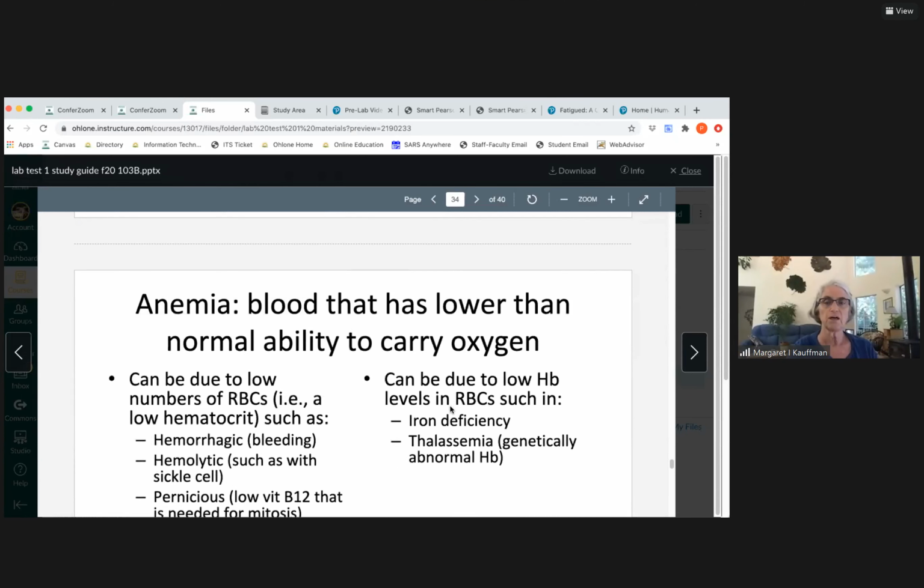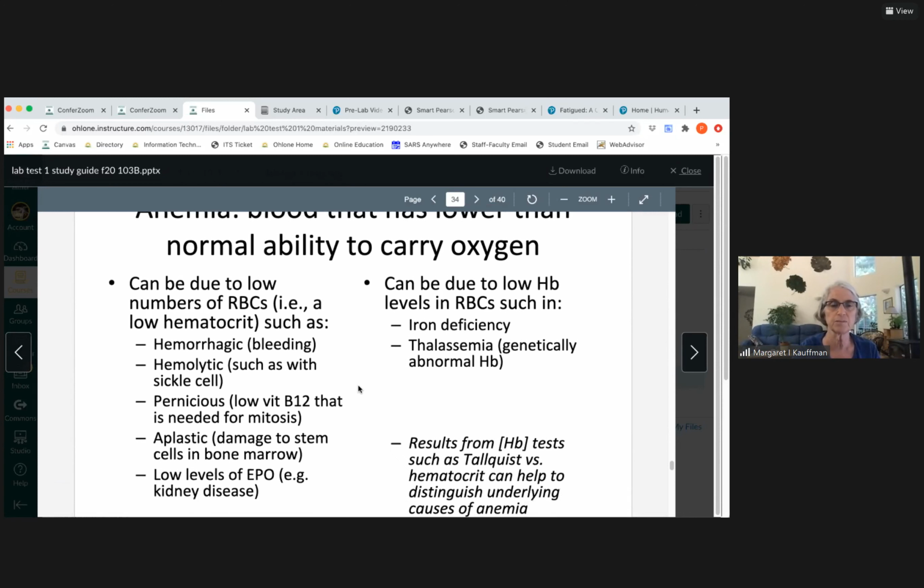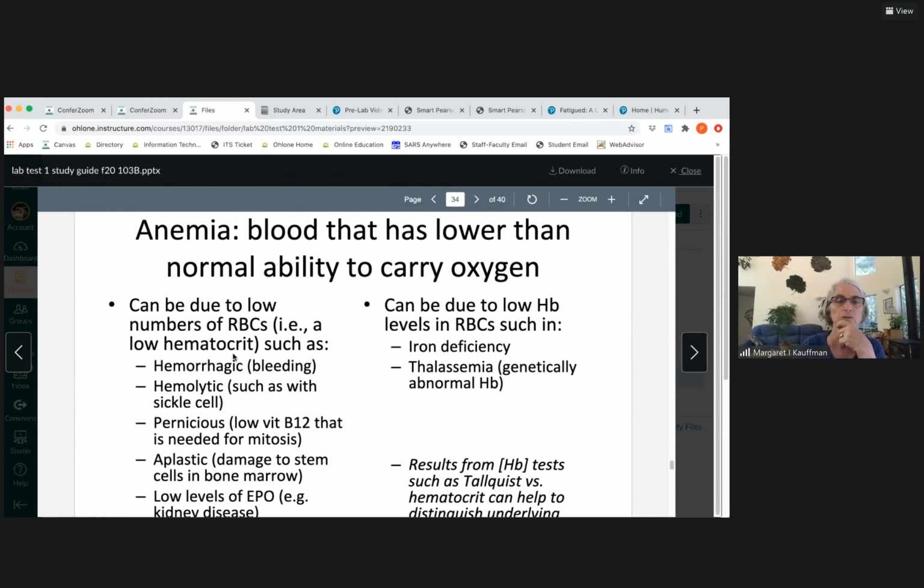So, okay, here is a definition of anemia that is embedded in your study guide, so definitely know this material. There's a number of reasons why anemia can occur. Most commonly, people think of it as a low percentage of red blood cells. So for women who have normal hematocrits of 42 plus or minus 5%, if they had a 32% hematocrit, that would certainly mean they have fewer red blood cells and less oxygen carrying capacity.